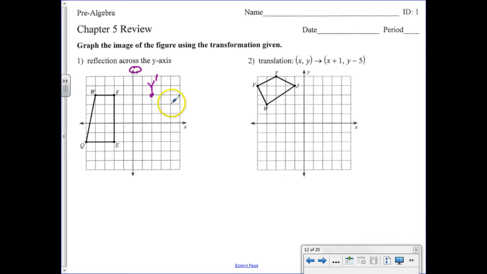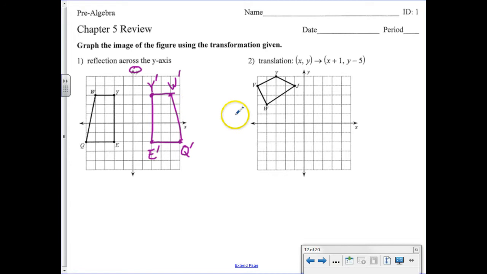W is going to be 2 more units to the right. Call that W prime. Down here, E lands right here. That's E prime. And last but not least, my Q is going to land right here, and call that Q prime. And then please finish it by connecting these 4 points. So you make this trapezoid appear on this side of the y-axis.